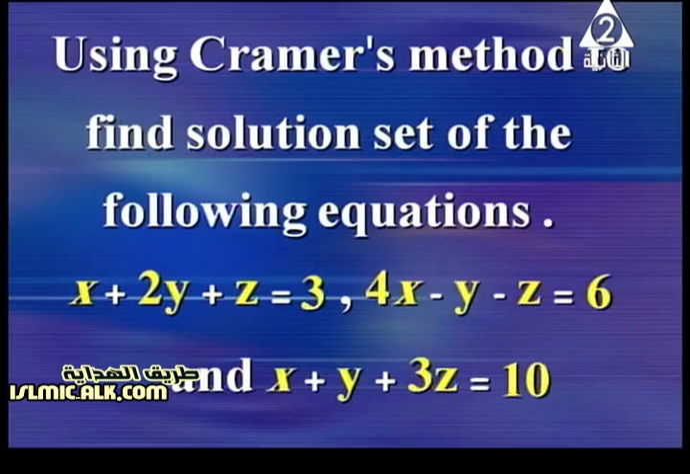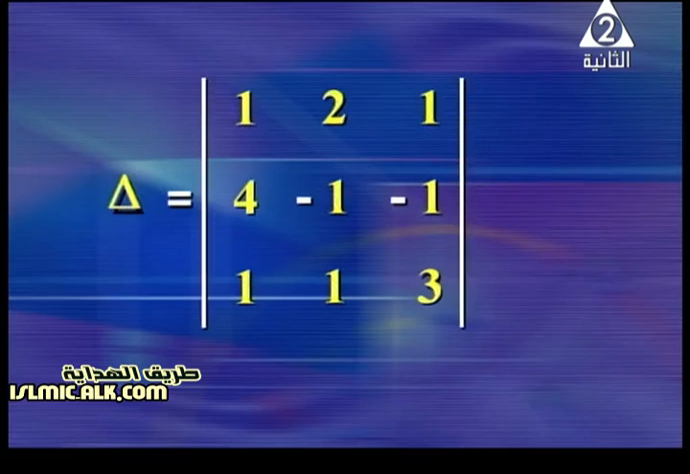By using Cramer, we find the delta, the determinant of the coefficients of x, y, and z. What is the delta? 1, 2, 1 in the first row, 4, negative 1, negative 1 in the second row, 1, 1, 3 in the third row. We find the determinant of delta by using the elements of the first, second, or third row, or by other methods, such as using the elements of a column, or using diagonals.